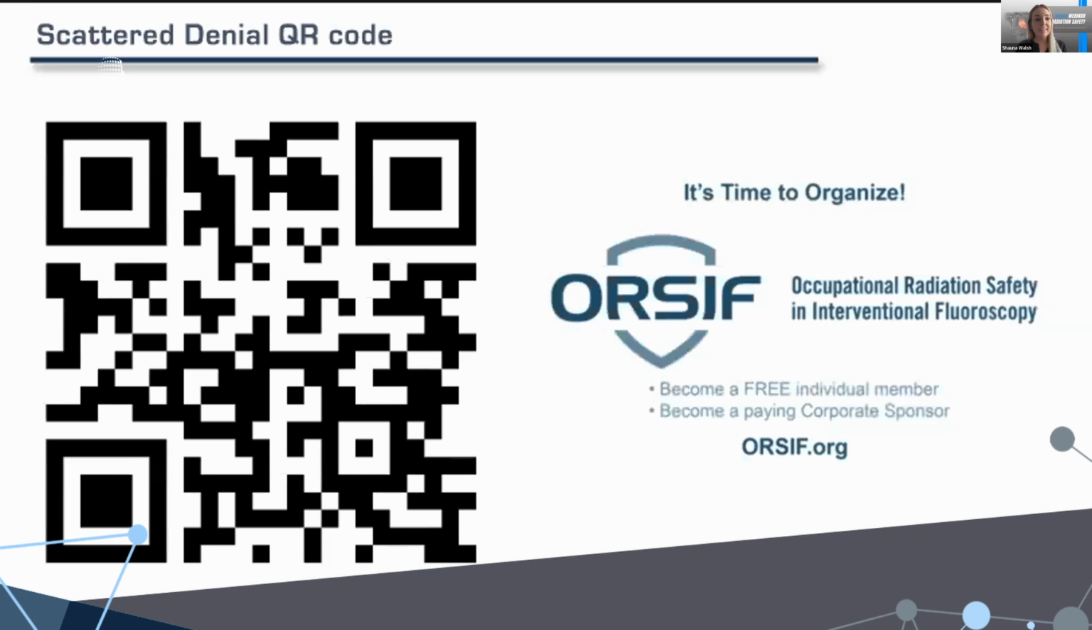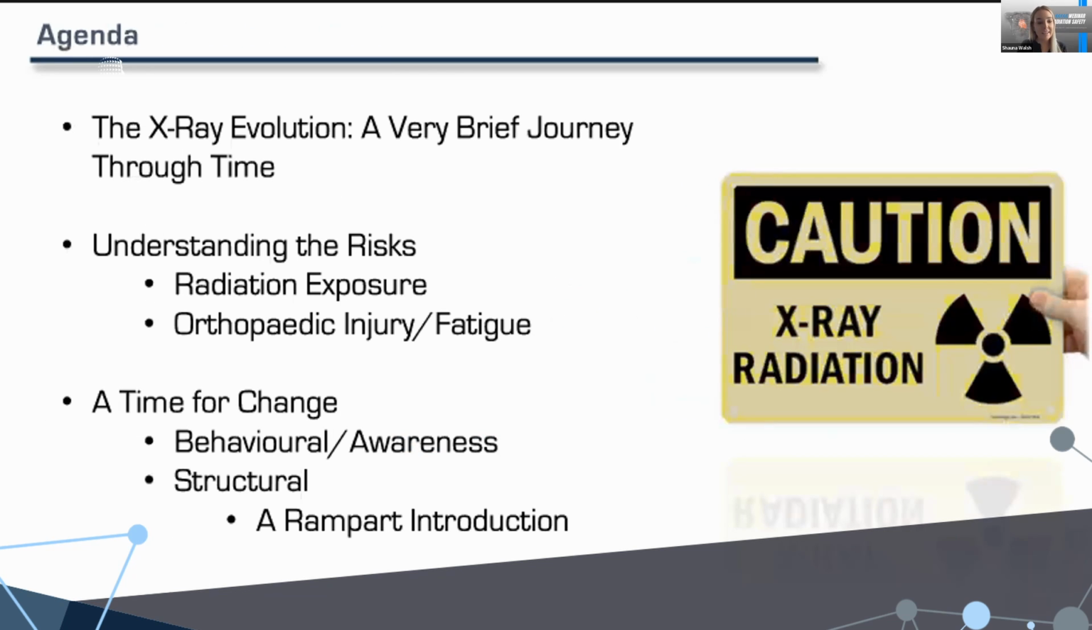So Scatter Denial is a 6-part series. It's available with this QR code. A really interesting watch, very hard hitting, but I'd really recommend it to you all if you get an opportunity to watch it. So today, the main agenda: the X-ray evolution, a very brief journey through time, understanding the risks, and a time for a change.